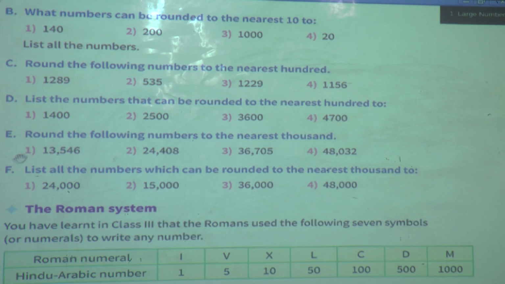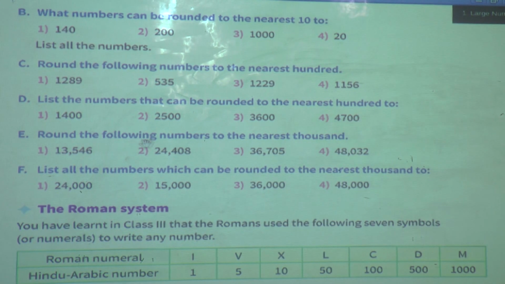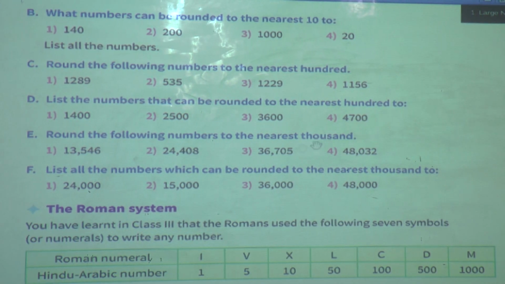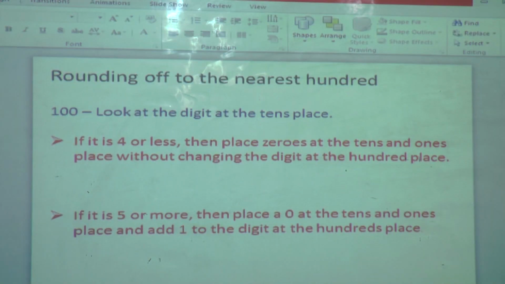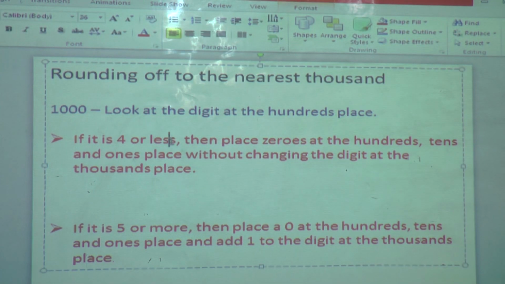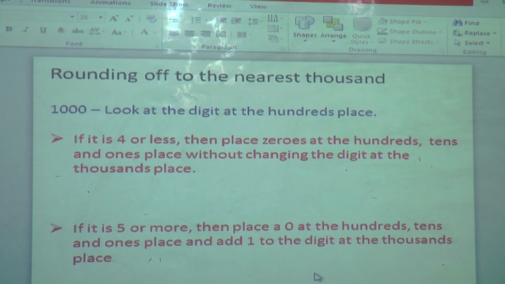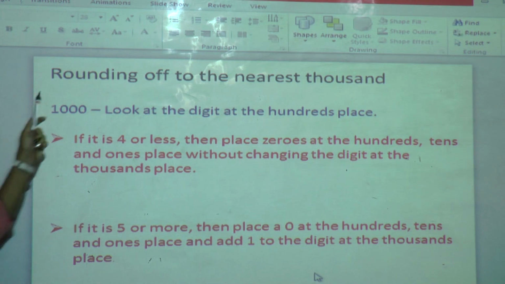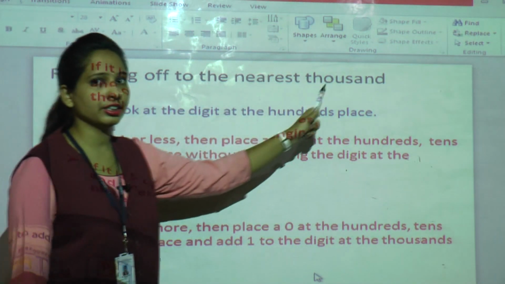Now see the E question. What is the E question? Round the following numbers to the nearest 1000. Let me revise you about the 1000. Okay. Now let me revise you about 1000, rounding off to the nearest 1000.